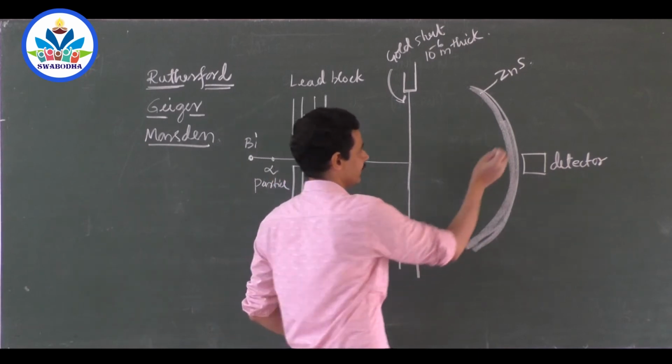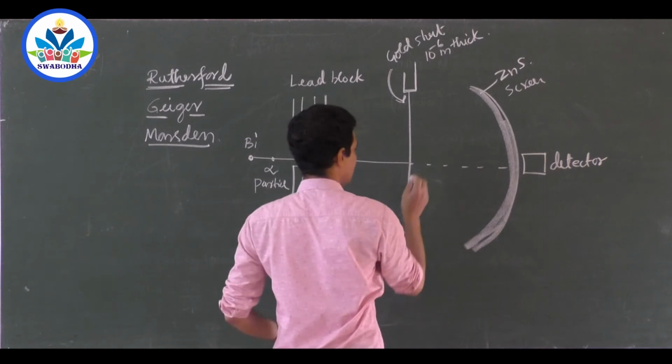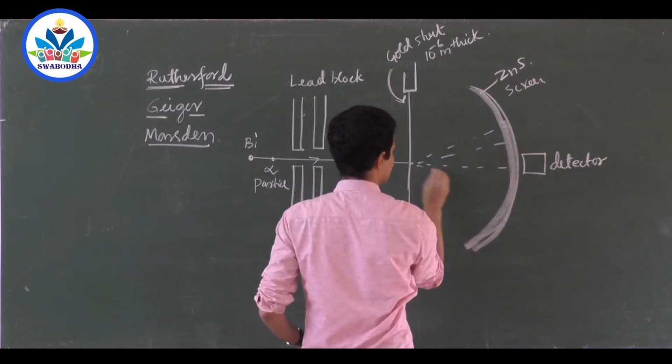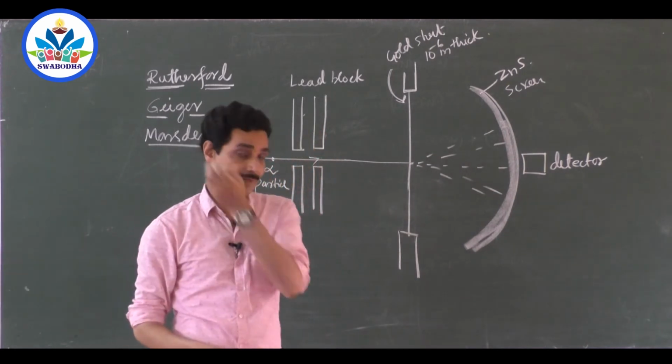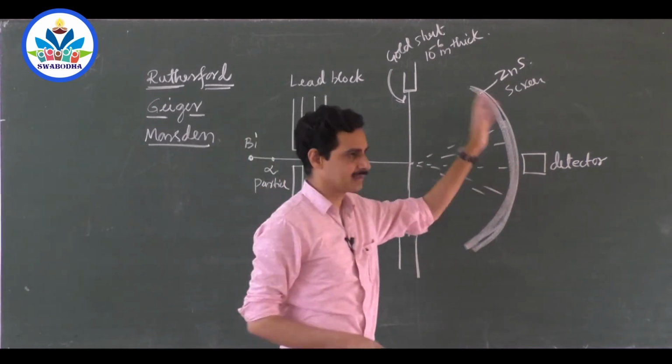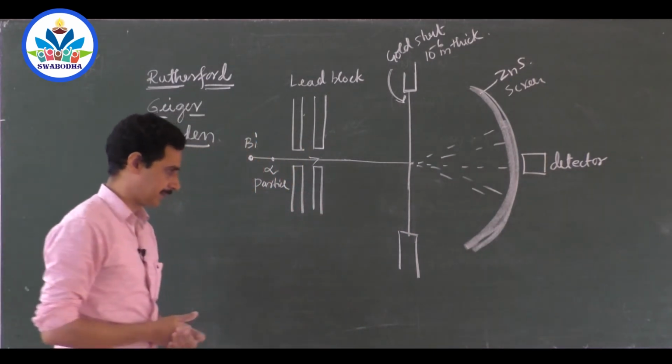So this is the zinc sulfide screen, right? So the alpha particles moving straight, alpha particles moving like this, like this, like this, they were all observed by observing the light flash on this screen, right? And this is the detector microscope, which can see the flashes of light. So that is a beautiful experiment.